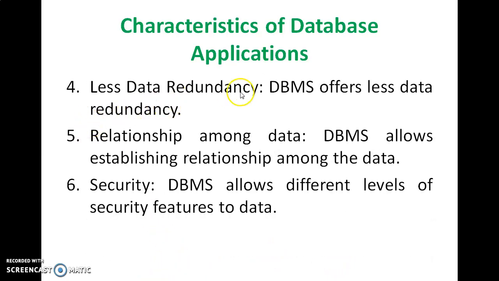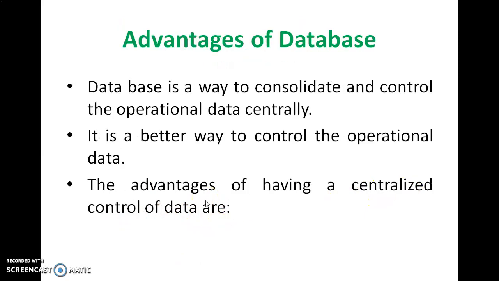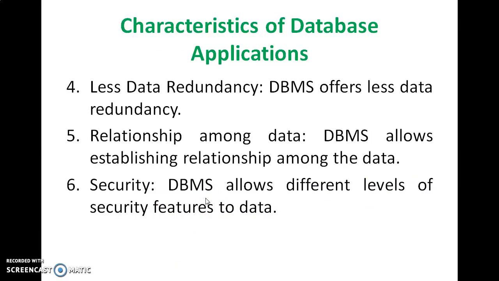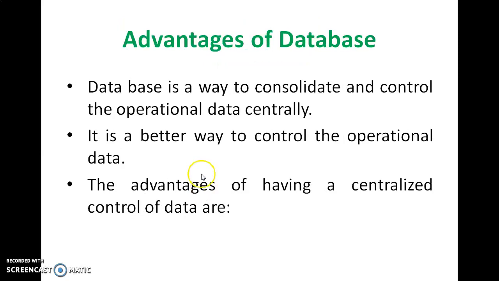Then less data redundancy. DBMS offers less data redundancy, that is, the number of repetitions is very less. Then relationship among data. It establishes relationship among data, right? Security. It allows different levels of security features to the data. So these are the 6 characteristics of our database applications or database.